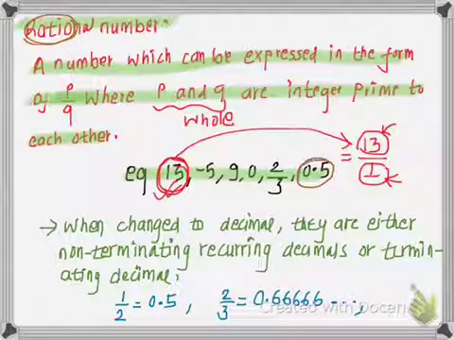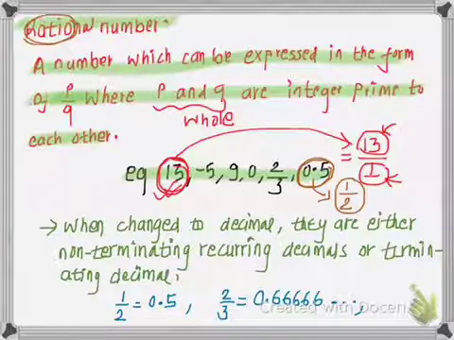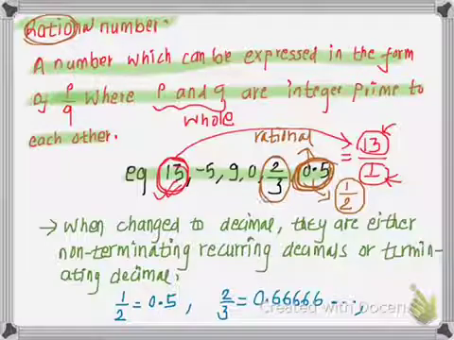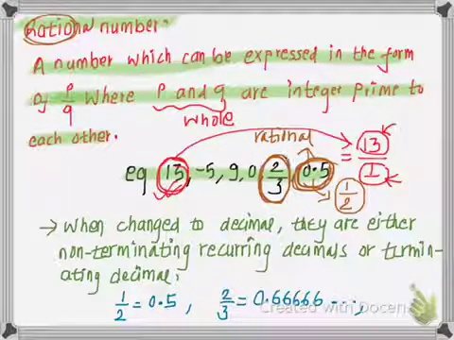Similarly, 0.5 is also a rational number, because when we divide 1 by 2, or we take the ratio of 1 to 2, we get 0.5. So since 0.5 can be expressed in the form of a ratio or a fraction, it is called a rational number. Similarly, 2 by 3 is already expressed in the form of a fraction, where 2 and 3 are different numbers, so of course 2 by 3 is a rational number.